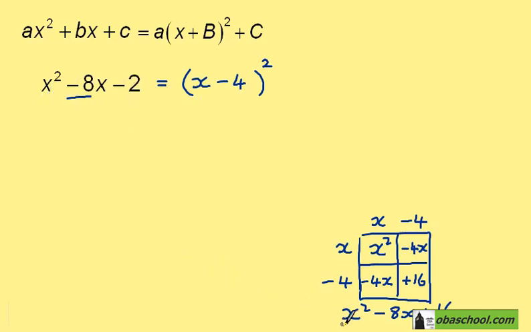Considering the expression we want to get, we have the x squared, we have the minus 8x, but we have plus 16, and we want minus 2. Therefore we need to subtract 18.